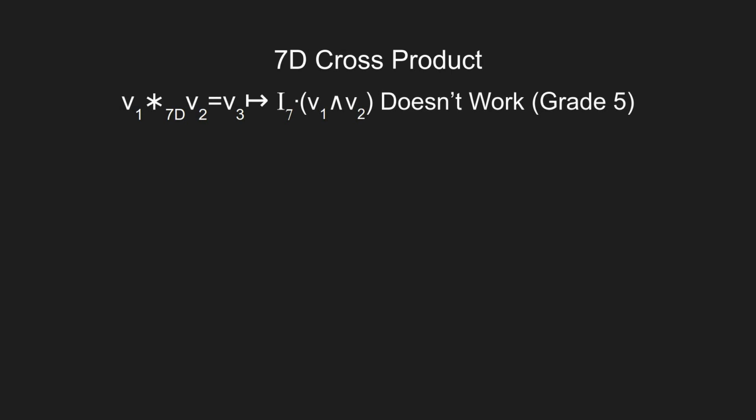In 7 dimensions, the wedge product of 2 vectors still contains only a bivector part, but dotting with the pseudoscalar then yields a grade 5 object, not a grade 1 object as we would like.